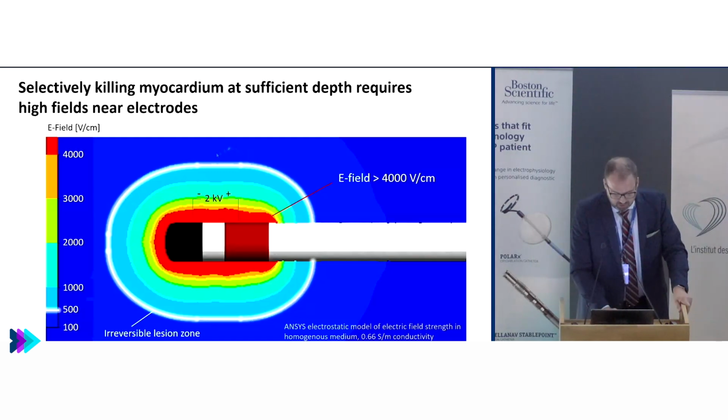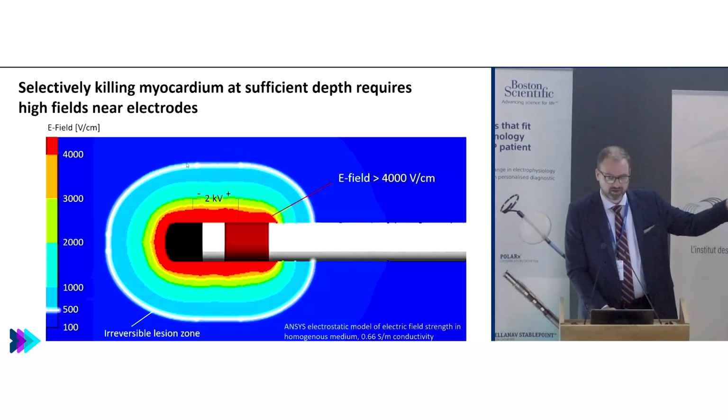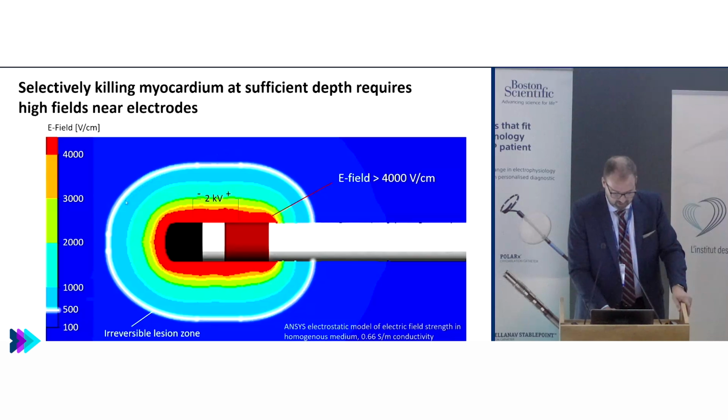So we want to get our lesion out to a therapeutic depth for the atrium. So we want it out there 4 to 5 millimeters, which means this white line here needs to be out 4 to 5 millimeters. We want that, let's just accept 400 volts per centimeter, 500, 400, whatever. We want it to be out there so that you can make that deep of a lesion.